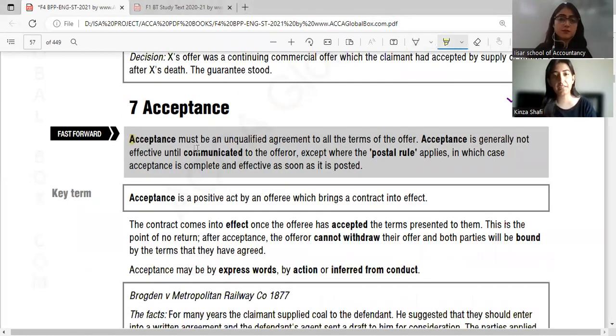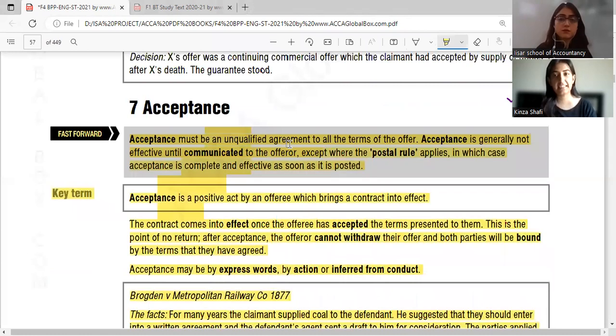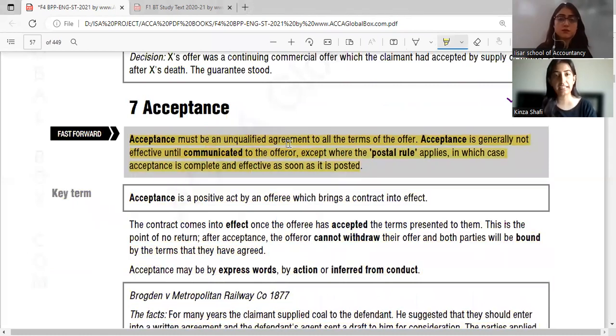Please read. Acceptance must be an unqualified agreement to all the terms of the offer. Acceptance is generally not effective until communicated to the offeror, except where the postal rule applies, in which case acceptance is complete and effective as soon as it is posted.